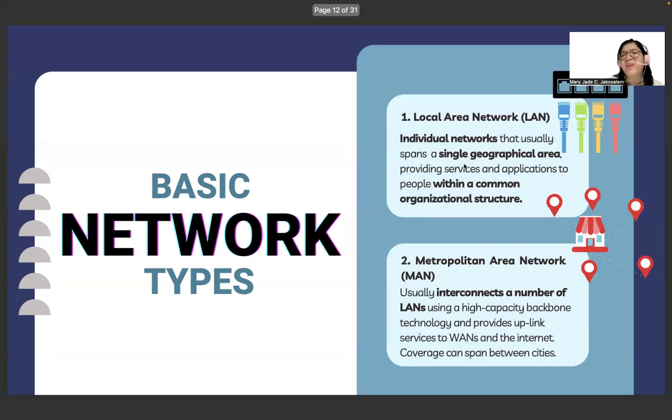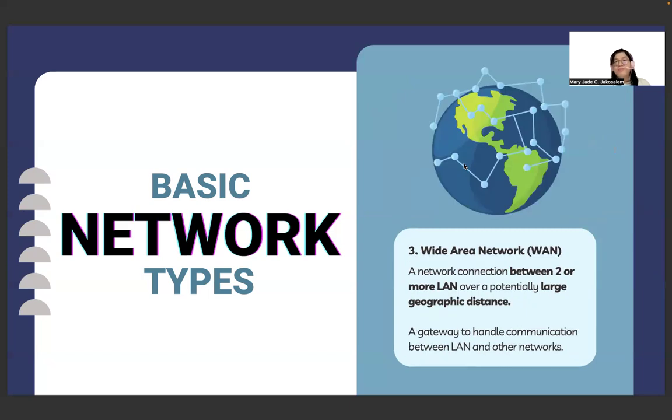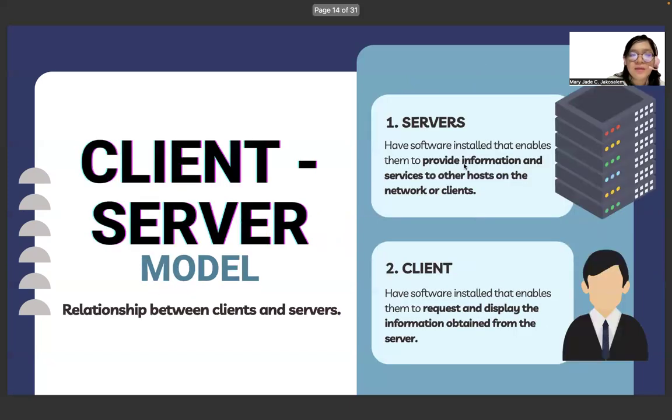So basically, the 3 are just characterized more by the geographical area that they cover. The LAN is the smallest, followed by the MAN. A MAN can be used within cities, but it also has its limits. As far as I'm concerned, a MAN can span only 5 to 50 kilometers. But if it's more than that, we should be using the WAN, or the internet.